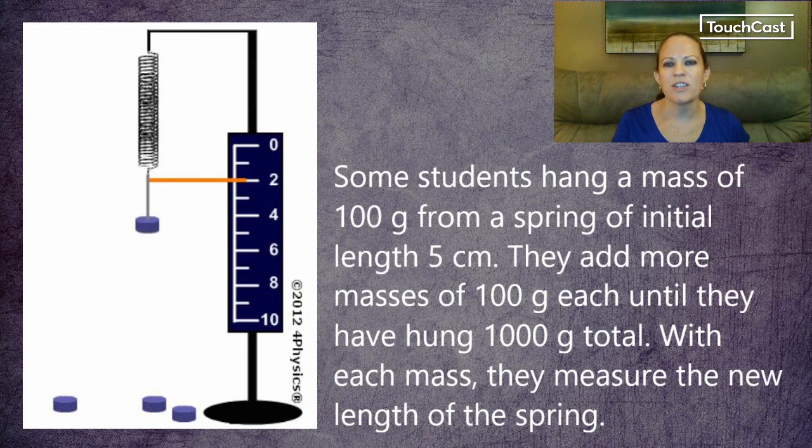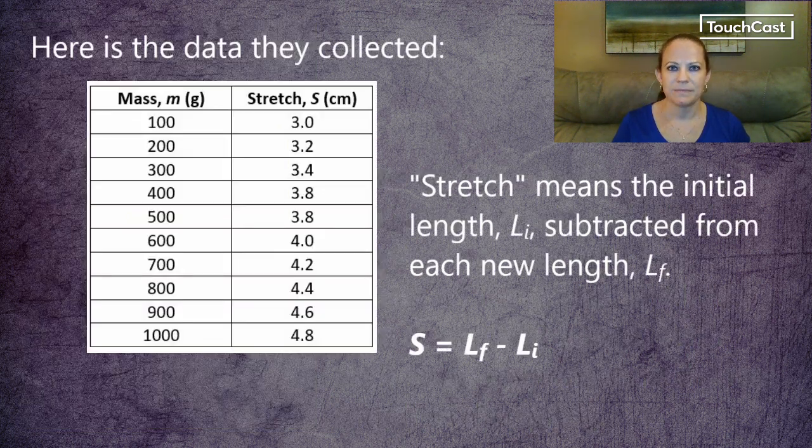So here's another situation. Some students hang a mass of 100 grams from a spring whose initial length is 5 centimeters. And then they add more masses of 100 grams each until they've hung 1,000 grams total. With each new mass that they add, they measure the new length of the spring. Just note that the numbers in the diagram don't match up to the numbers given, but I wanted you to have a picture to represent what we're doing for this lab.